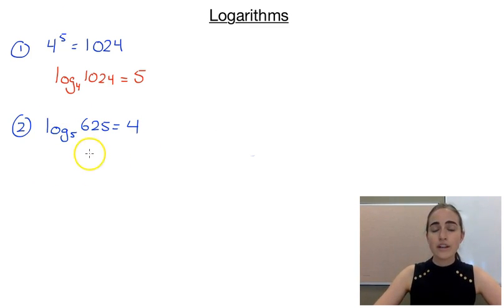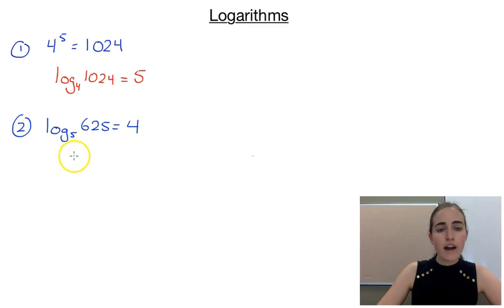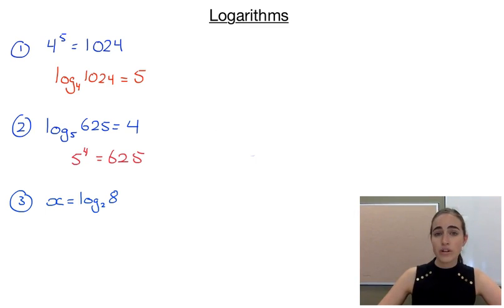In our second example, we're going to go the other way. So this one we have it already written in log form. We've got log to the base 5 of 625 is equal to 4. So rewriting that in index notation, we would have a base of 5 to the power of 4 is equal to 625.